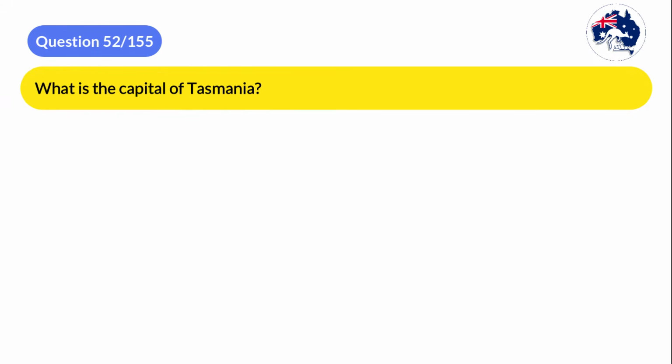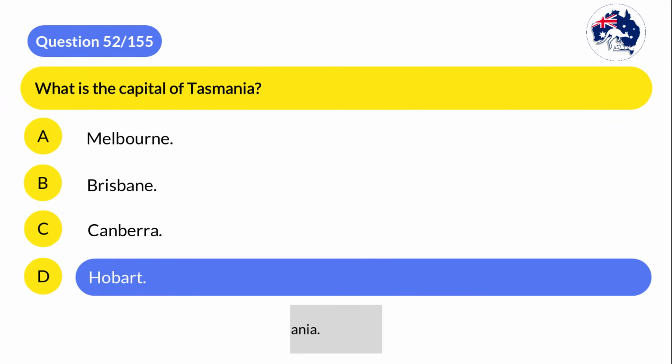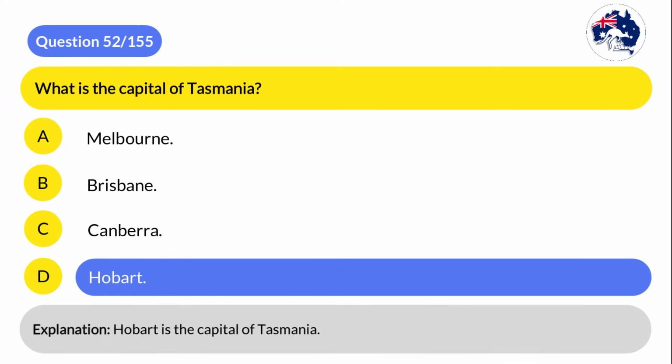Question 52. What is the capital of Tasmania? A. Melbourne. B. Brisbane. C. Canberra. D. Hobart. The correct answer is D. Hobart. Explanation: Hobart is the capital of Tasmania.